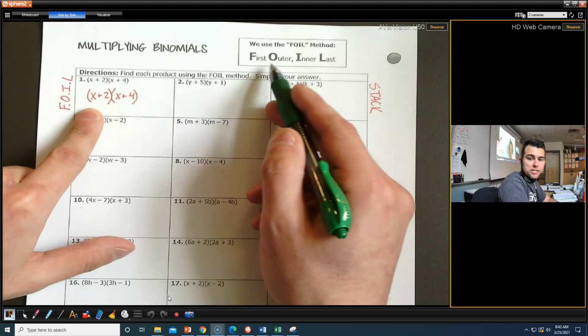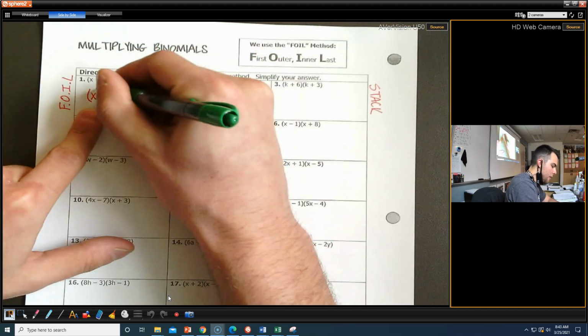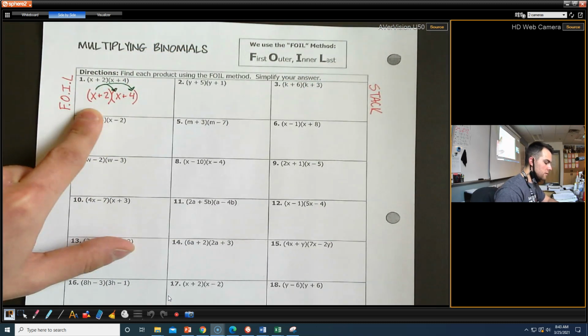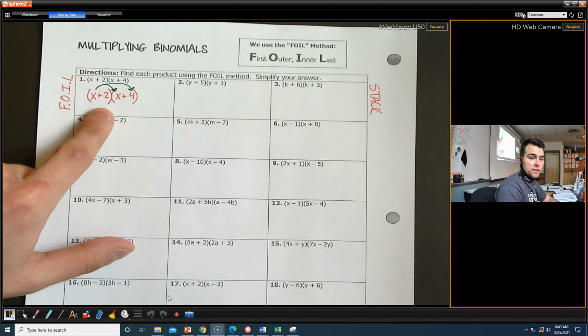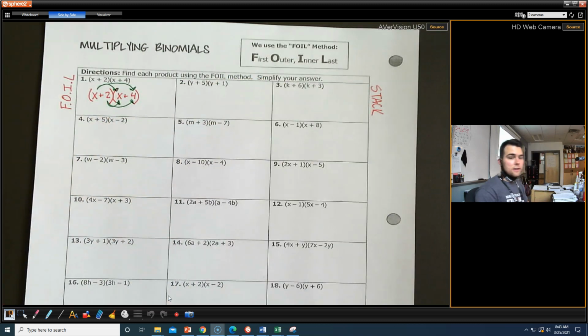And FOIL is just an acronym. It stands for first, outer, and then I move on to the two, and I go inner, last, okay? So it looks like rainbows, all right? So I'm double distributing, really, is what I'm doing, and I need to also keep in mind my product rule when it comes to combining my exponents, right?